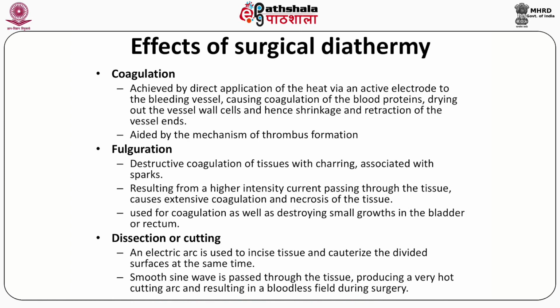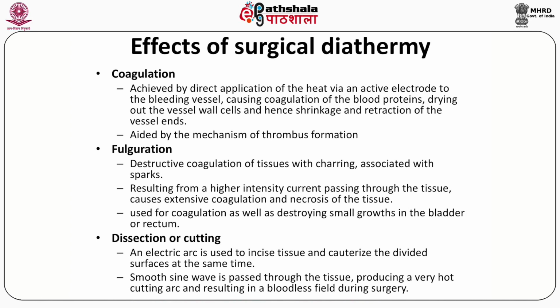The second effect of surgical diathermy is fulguration. It is destructive coagulation of the tissues with charring, associated with sparks that create spark sounds, resulting from a higher intensity current passing through the tissue. It causes extensive coagulation and necrosis of the tissue that is in contact with the cautery. This fulguration effect is used for coagulation as well as destroying small growths in the bladder or rectum.